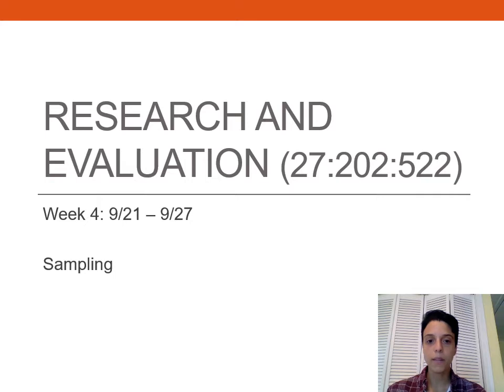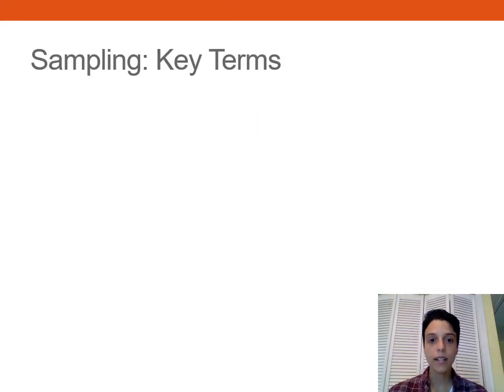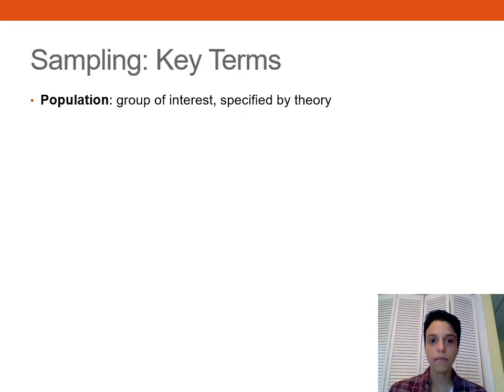Today's topic is going to be sampling. To get started, I'm going to talk through some important terms that you'll need to know as we talk about sampling. One is the population. The population is some group that you're interested in, and this is specified by theory, so it could be anything.